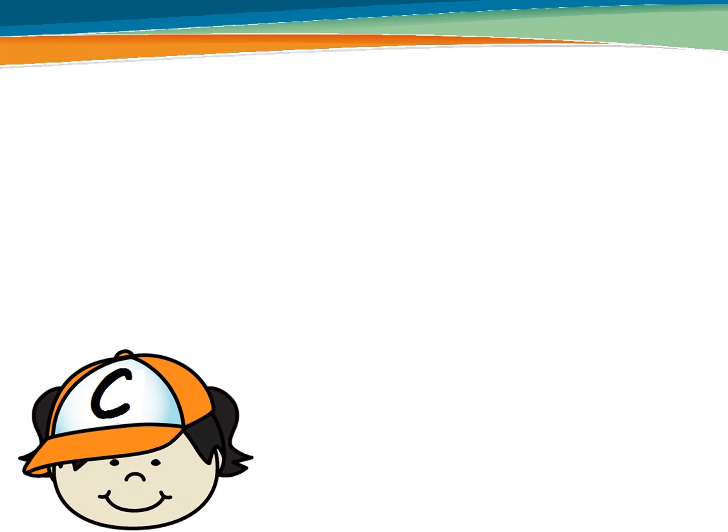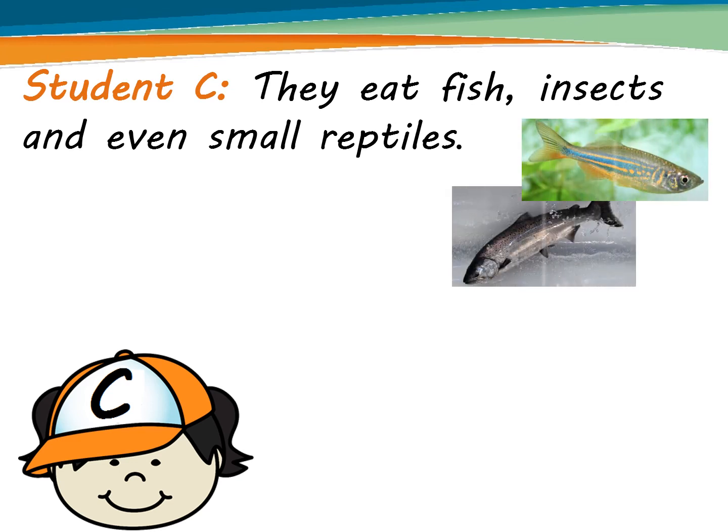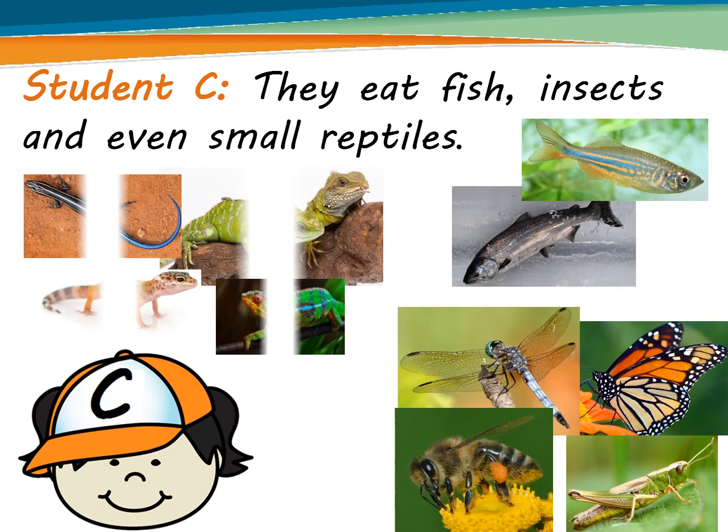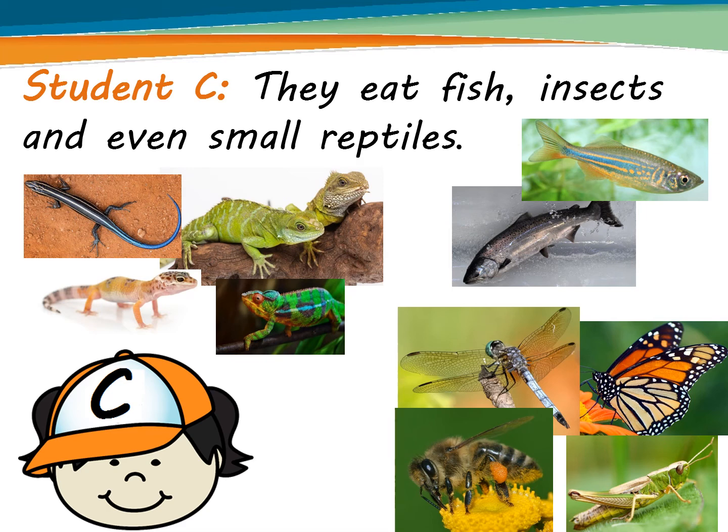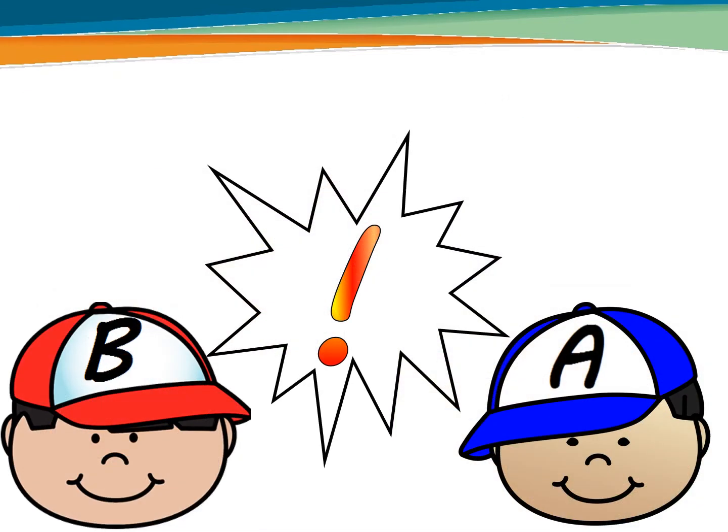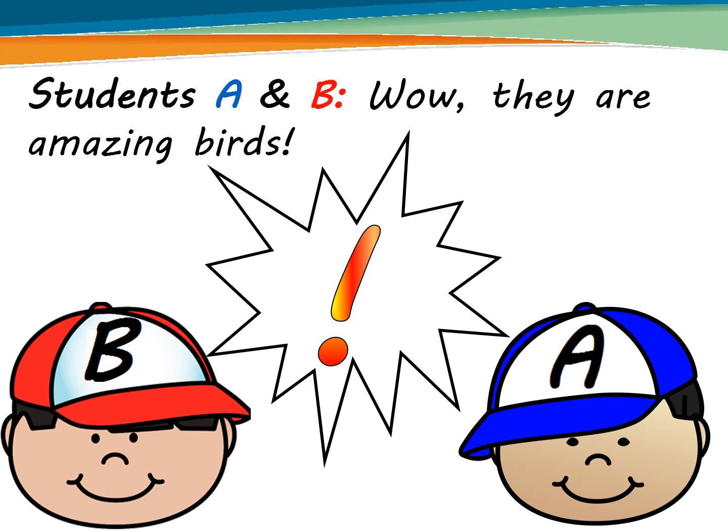What can student C say? Can you remember? Student C answers, "They eat fish, insects, and even small reptiles." Let's read again. They eat fish, insects, and even small reptiles. Students A and B say, "Wow, they are amazing birds." One more time. Wow, they are amazing birds.